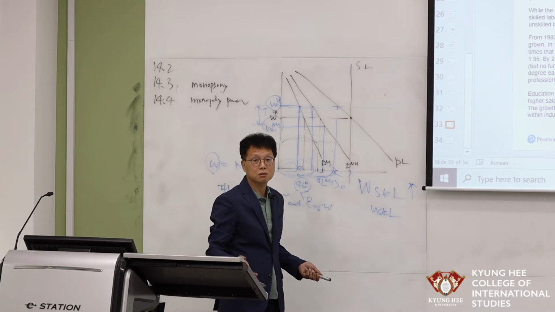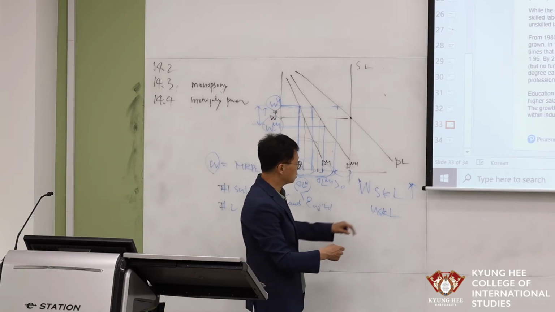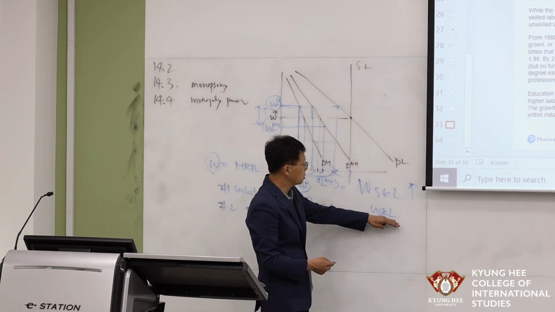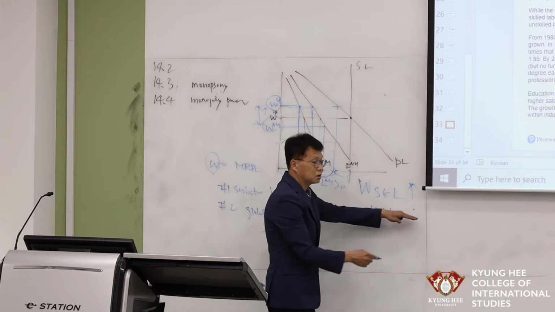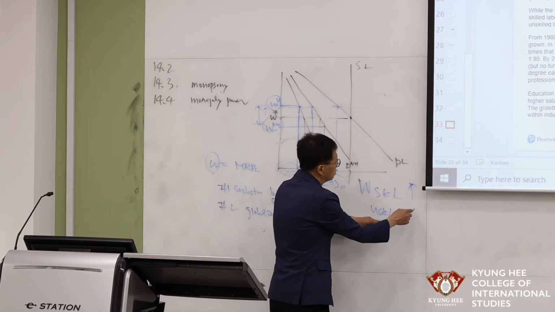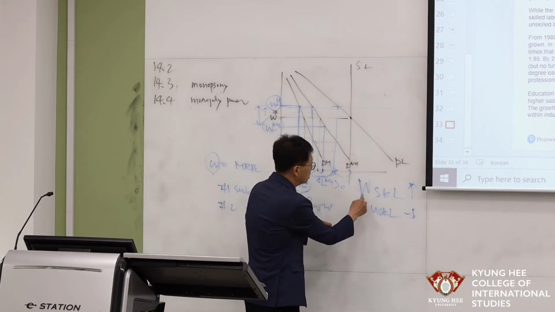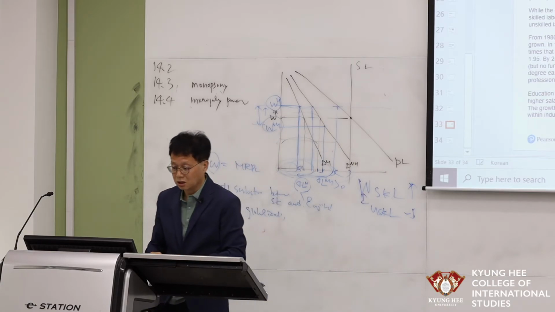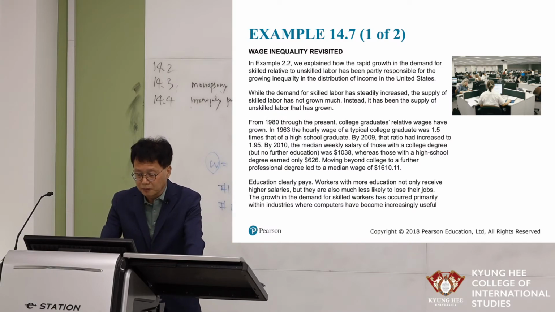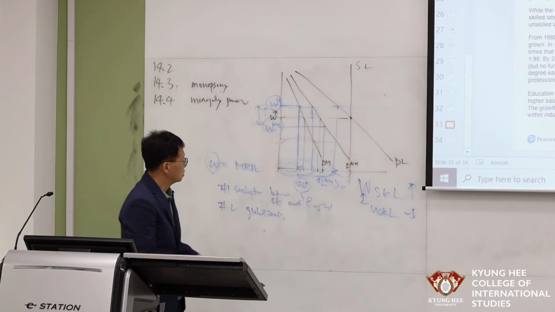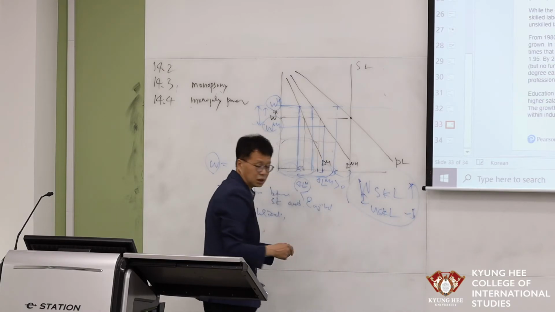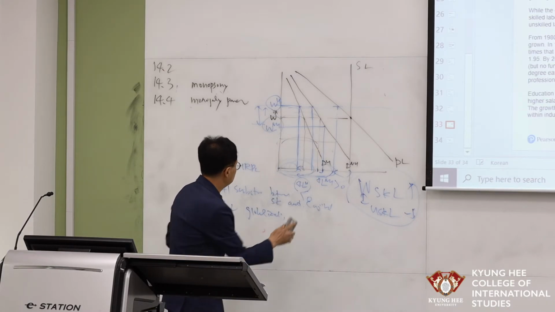Immigrant workers from overseas. Then what happened? The wage rate of unskilled labor is constant or almost constant, or decreasing like this. Because of this, the wage gap between skilled and unskilled labor increases. We studied this already, right? From 1980 through the present, college graduate relative wages have grown. So, based on this, same history, right?